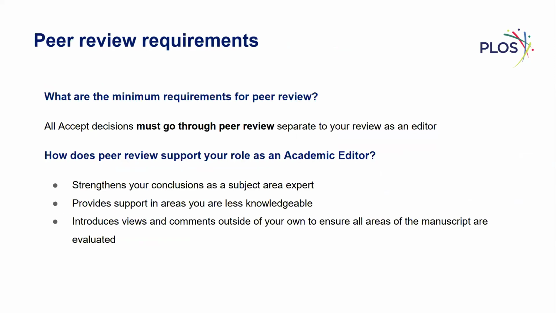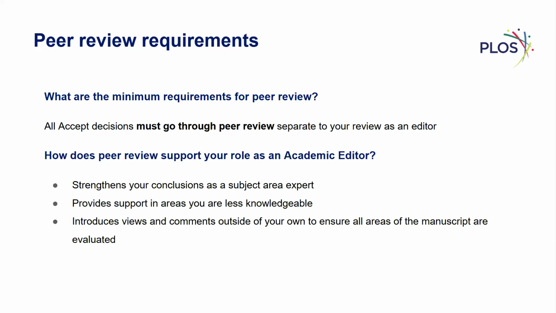We know finding reviewers can be difficult. However, these are the minimum requirements for peer review at PLOS. Firstly, all accept decisions must go through peer review, separate to your review as an editor. Certain journals can have different requirements regarding the number of peer reviewers each manuscript will need, so be sure to check our website for specific information. You can act as an additional peer reviewer yourself, as long as you disclose this. It's better, however, to provide comments in your decision letter directly.